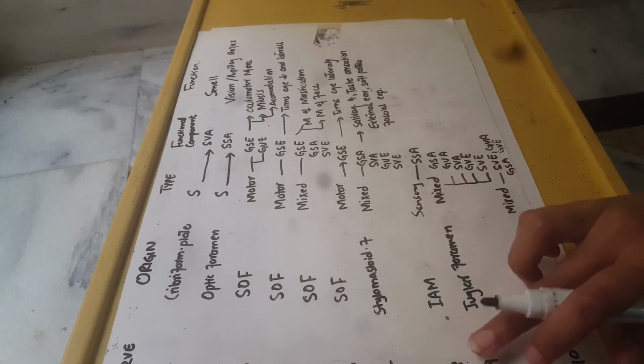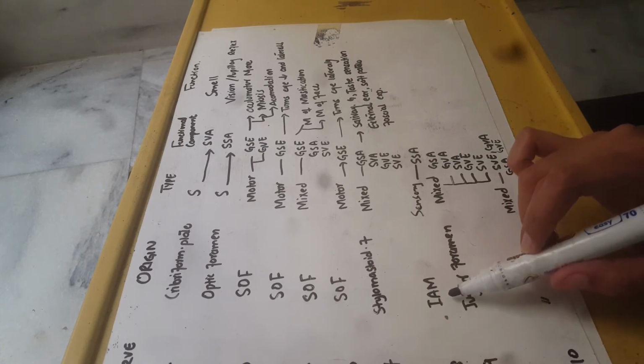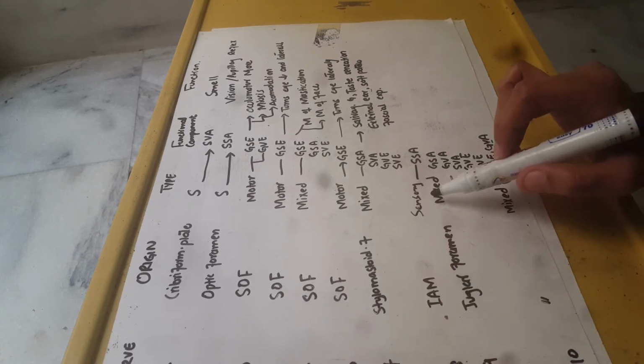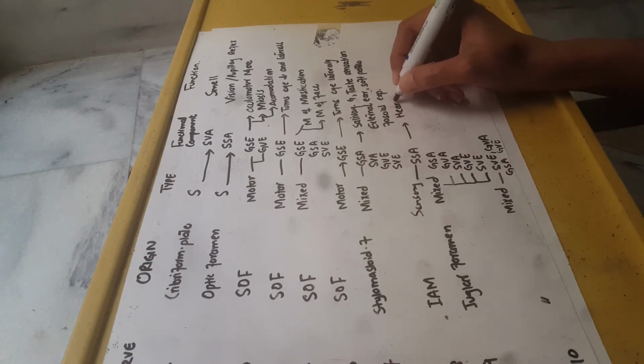Right? And then we have the eighth, which is the vestibulocochlear nerve. It is coming out of the skull via the internal acoustic meatus. It is a sensory nerve. It is helping in hearing. Special somatic afferent, that is helping in hearing.